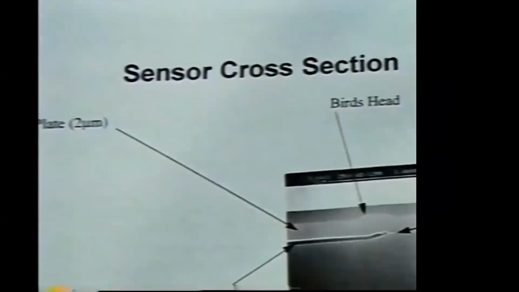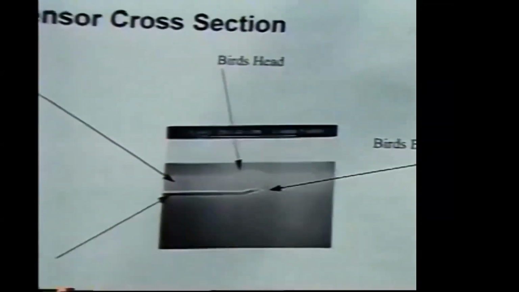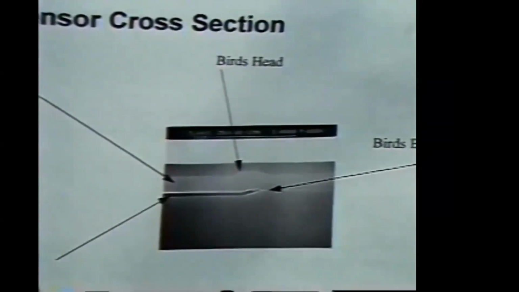Finally, here is a cross-section of the sensing structure. And could you zoom in a little better, please? No? Okay. Thank you.